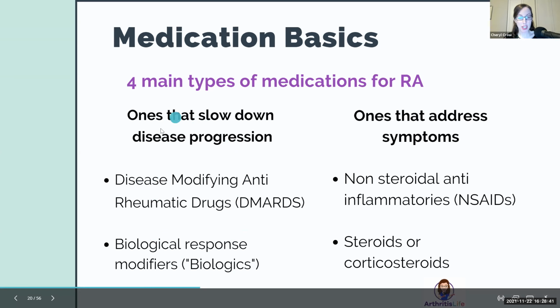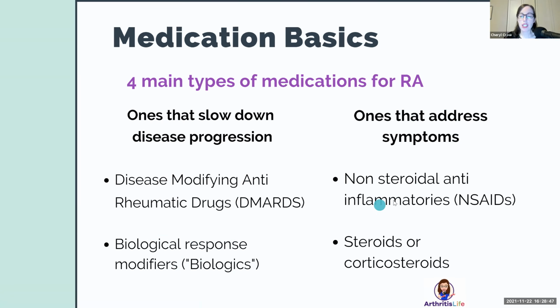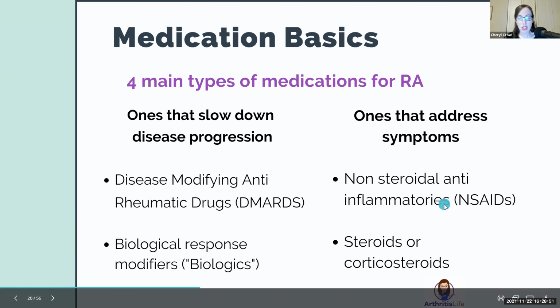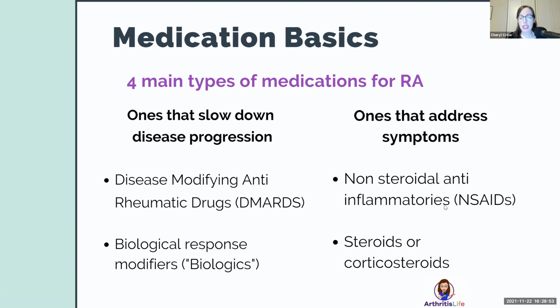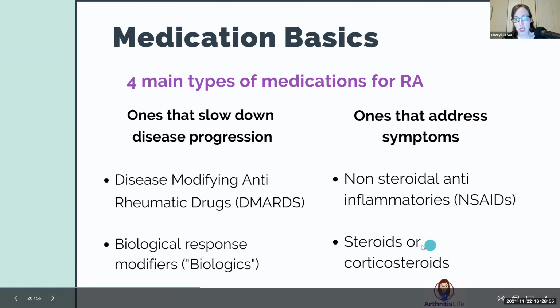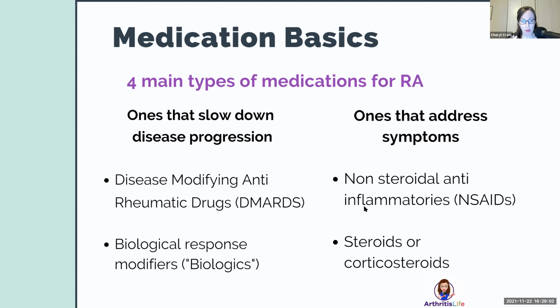These are the game changers that make the prognosis better today than it used to be. There are also ones that address symptoms, like non-steroidal anti-inflammatories, which address the symptom of inflammation, but they don't slow down the disease progress. And steroids or corticosteroids. Those are not good for long-term use.